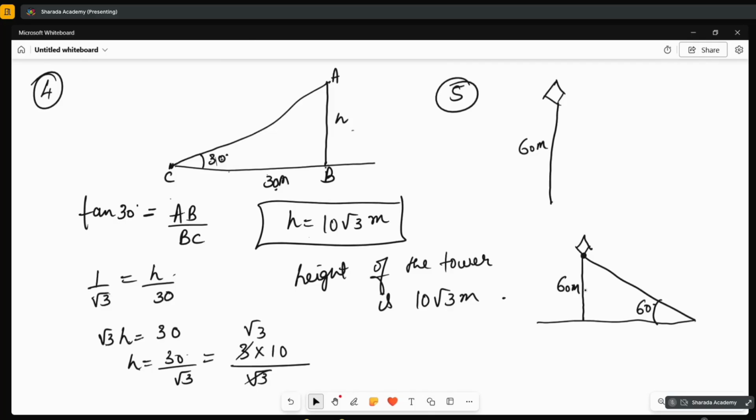So what is it asking? Find the length of the string. So the length of the string you should find, I will take it as x. The height of the kite from the ground is 60 meters, but it is tied to the ground like this. The string is like this actually. Here is the kite. The string is tied with an inclination of 60 degrees.